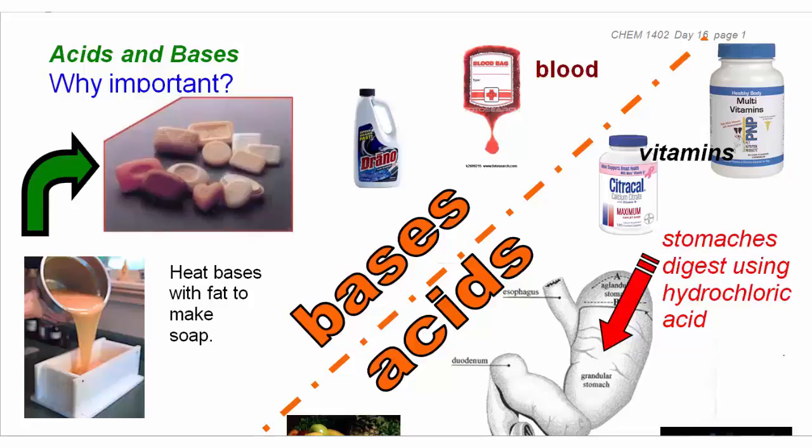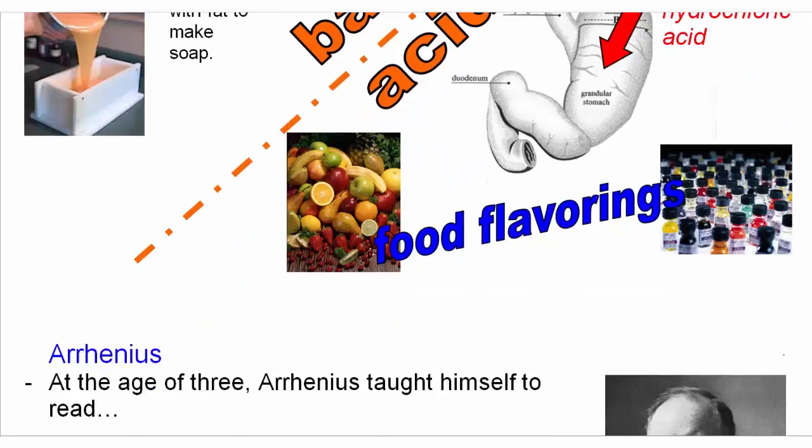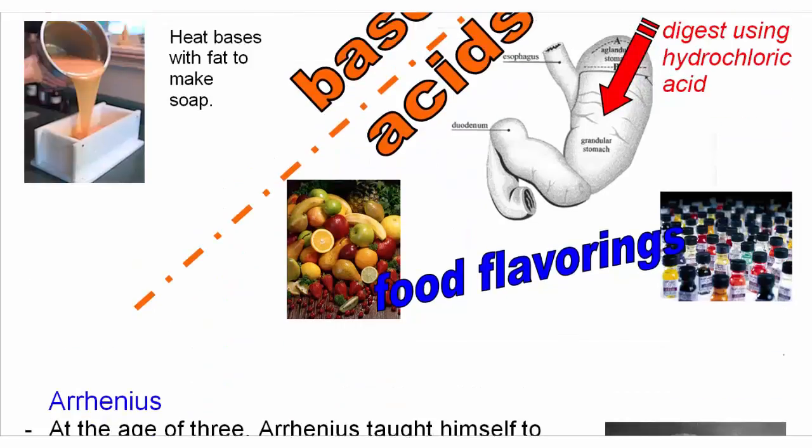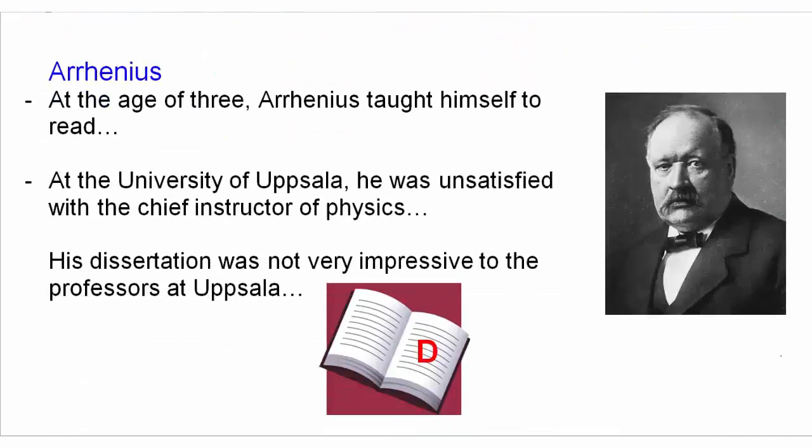Acids and bases, they are all over the place. Whether it's vitamins, your own blood, soap, what's going on in your stomach, fruits, food flavorings, so many things are either an acid or a base. So just what makes an acid an acid, what makes a base a base?